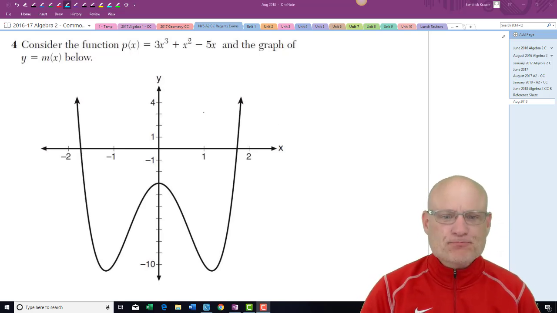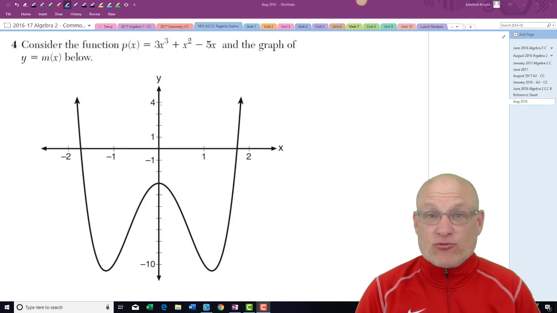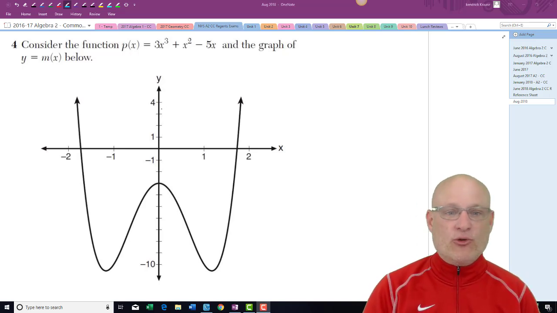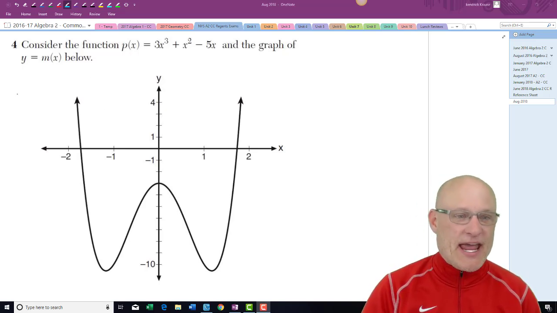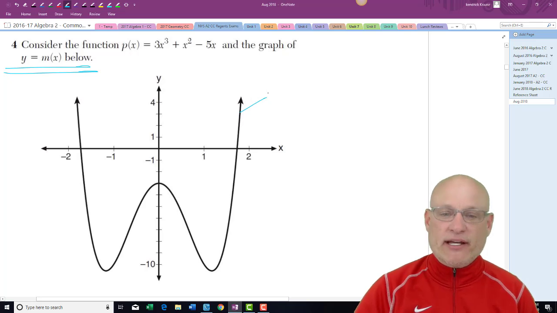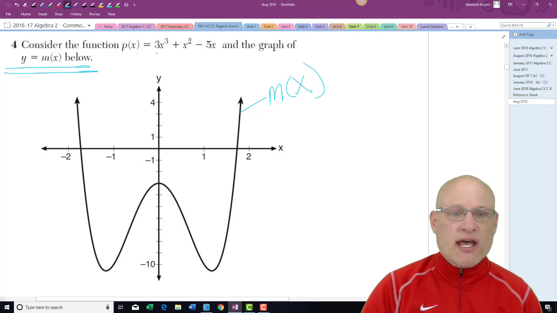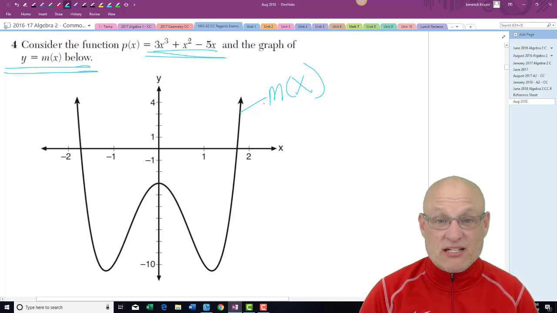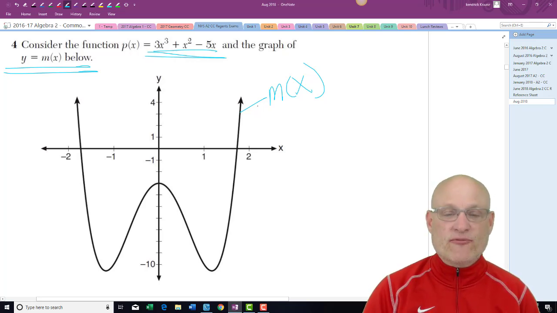Okay, here's what we got. He says, so when I first read this question, I was a little bit confused. I didn't know what was going on. I hate when they do things like this to try to get all mathematical and fancy on me. What they're saying is, this thing right here is m of x. Whatever it is, it's m of x. And this is a polynomial called p of x. And so he wants us to consider these graphs.